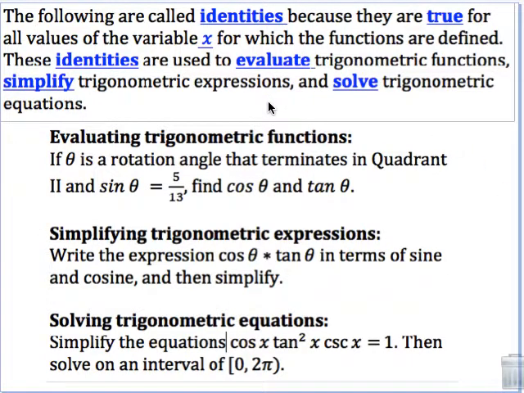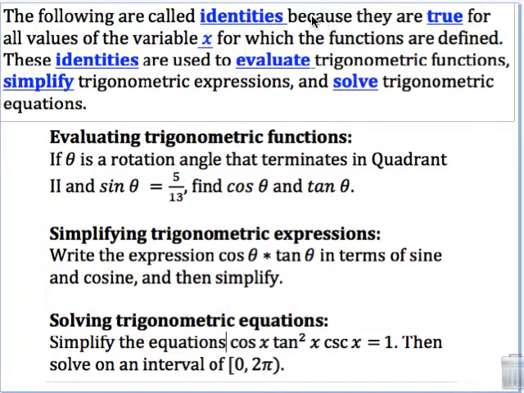In this video, we're going to go over, well, I guess you need to fill in some of the blanks on your green formula sheet, and then I'm going to show some examples of how to evaluate trig functions, how to simplify trig expressions, and then how to solve trig equations. Okay, so make sure you fill in the blanks on the top of your green sheet.